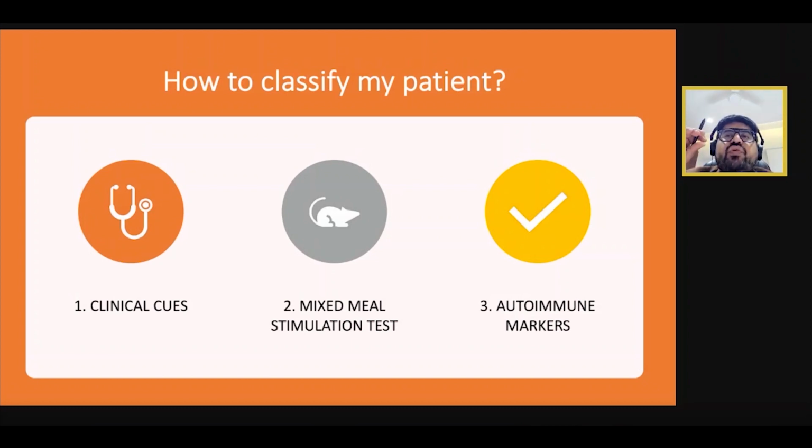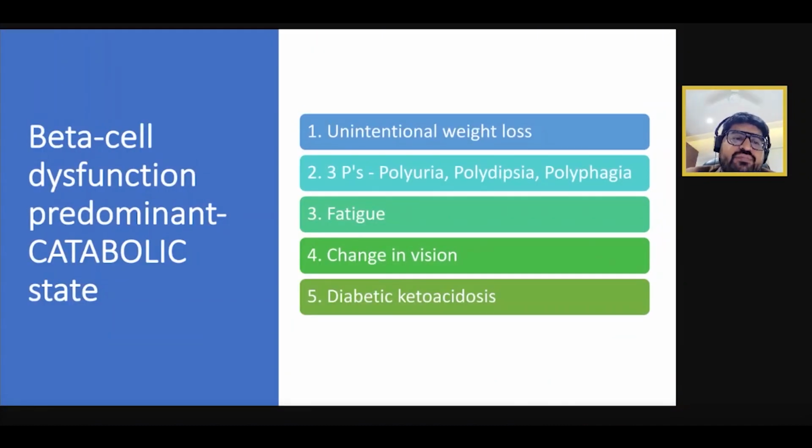So you will classify that based on clinical cues, on a test which we do, which is known as mixed meal stimulation test, I'll just discuss this, and based on autoimmune markers. Now, if you have the facilities available for number 2 and number 3, great. But if you don't have the facility for number 2 and 3, don't have a good lab backup, you need to rely on clinical cues. And that's why it is very important to be a clinician. It is very important to be something like a Sherlock Holmes who picks up these little signs and then makes the right treatment call. Okay. So what are the clinical cues?